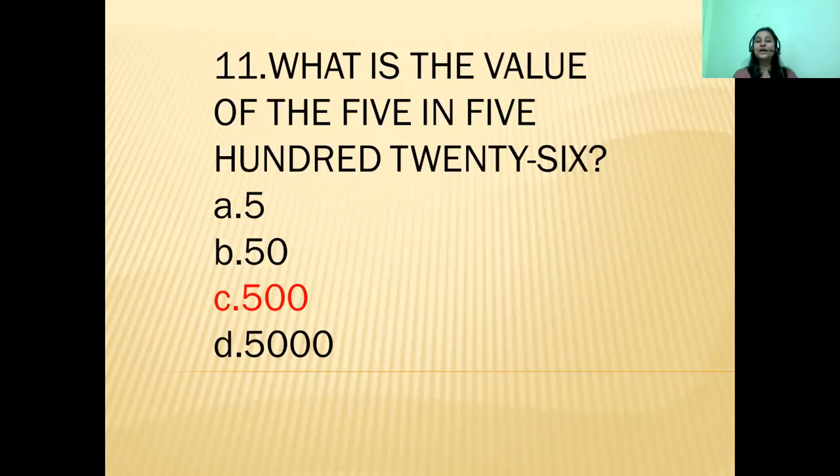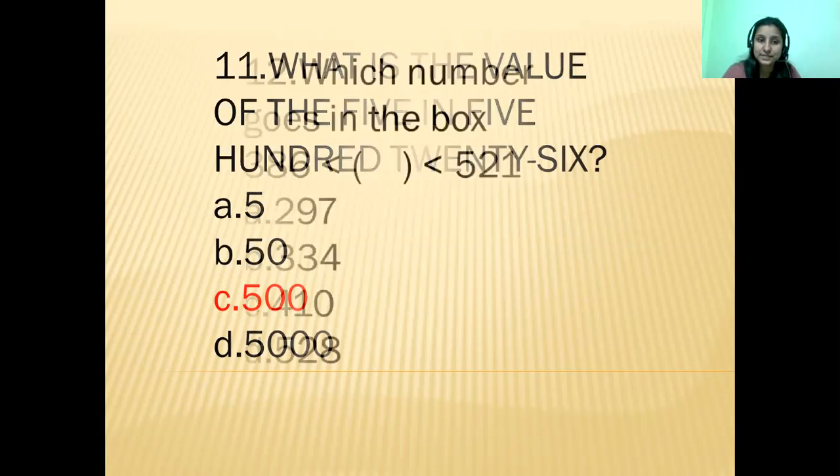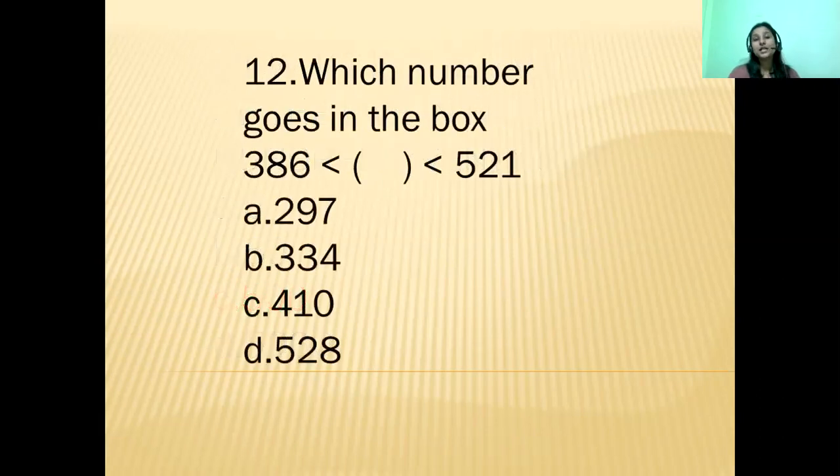Option C, 500. 500 is already written in the question, 526. What is the value of 5? 500. And 26: what is the value of 2? 20. And what is the value of 6? 6 only. 526. What is the value of 5? 500. Option C.